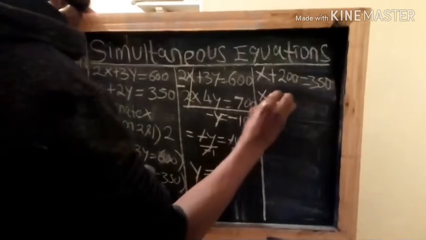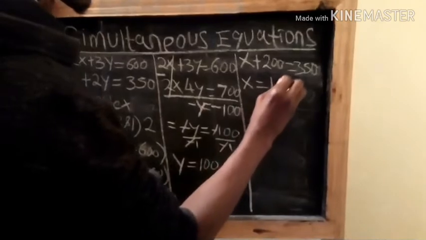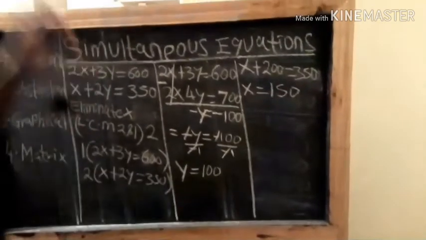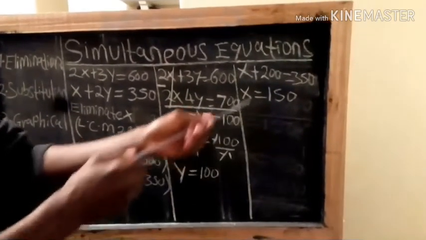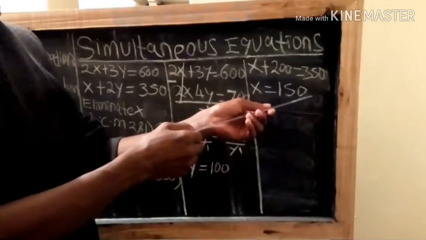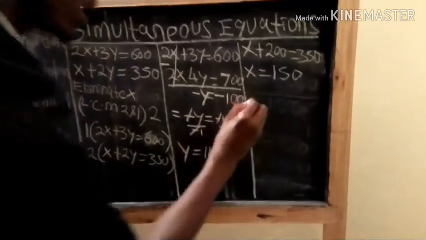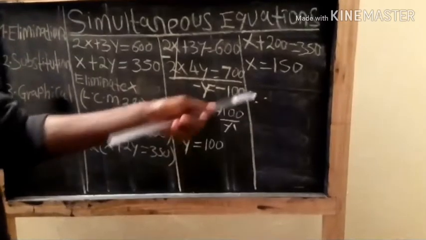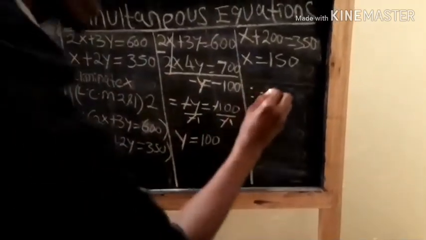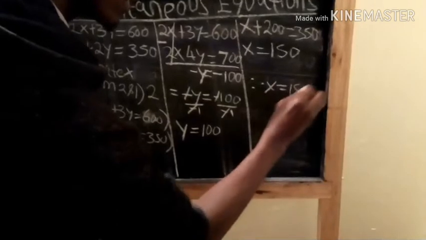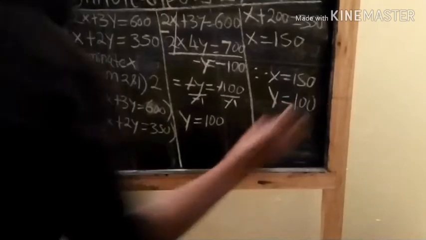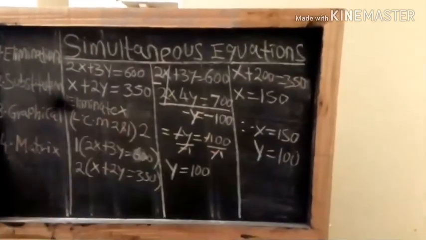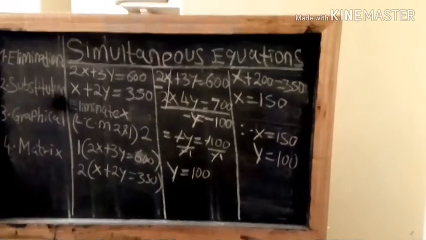So our x will be 350 minus 200, which will be 150. So we've gotten the second unknown. So our y is 100, our x is 150. Then you come and conclude, you say, therefore, this dots means therefore, say x equal to 150 and y equal to 100. And that's how we get the two unknowns.